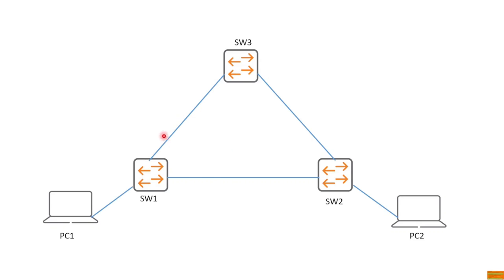Spanning tree will create one of the non-root ports as an alternative port, and it will put that port in a blocking state. So one port will be in the blocking state, so there will be no redundant path. So only a single path will be active for certain VLANs. Let's look at the answers.